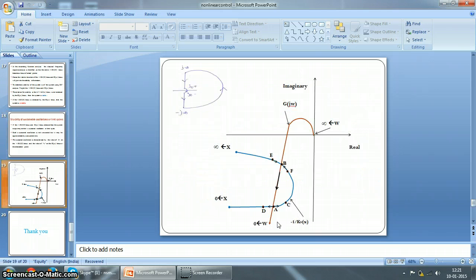This entire concept can be explained by using this diagram. Here at points A and B it will exhibit oscillations. In one region the minus 1 by kn of x locus is enclosed by the g of j omega locus, and in the other region it is not enclosed by the locus. So one is the unstable region, another is the stable region, and at these points it exhibits sustained oscillations. So this is the concept of stability in nonlinear control systems.